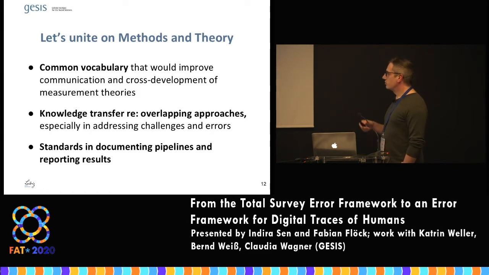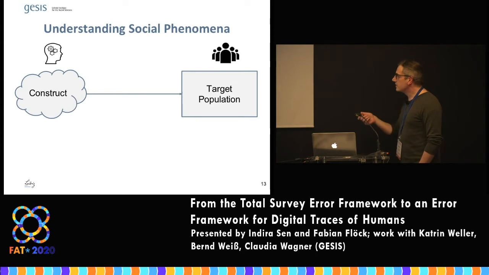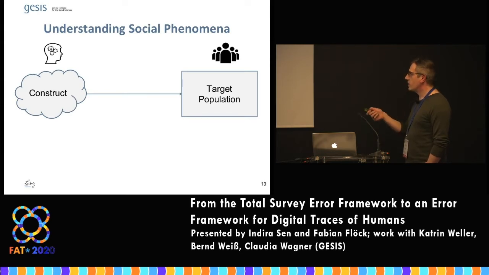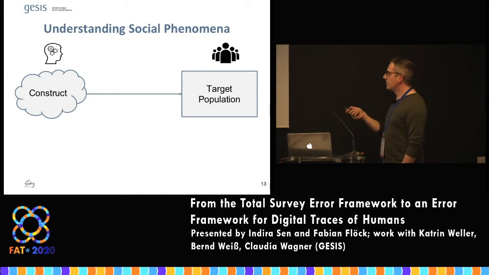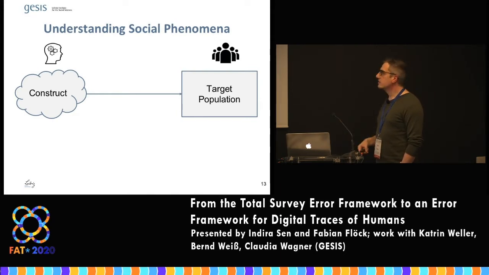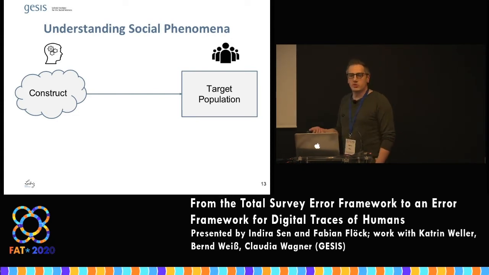So back to some basics. What you do when you try to understand a social phenomenon, this is taken straight out of the survey methodology book, is you have a construct. And just as a disclaimer, we are going with Robert Groves' concept of an error framework. There are also several frameworks for survey methodology out there. We are going with this conceptualization, but I think this is pretty basic. So you have a construct you want to measure, and you have a target population that you want to measure that construct in. That could be a point estimate or a distribution in your target population, and that's what you want to do.